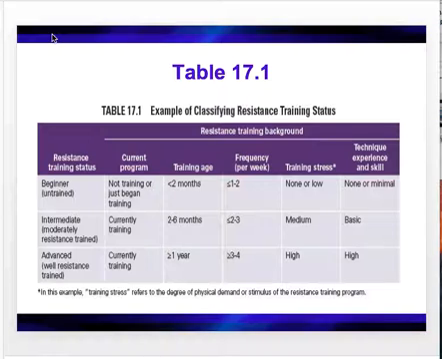Now, what is training stress? You might ask yourself. Your training stress is what stress are you putting on the muscle? It goes back to what I was saying at the very beginning. What kind of load are you putting on the muscle?